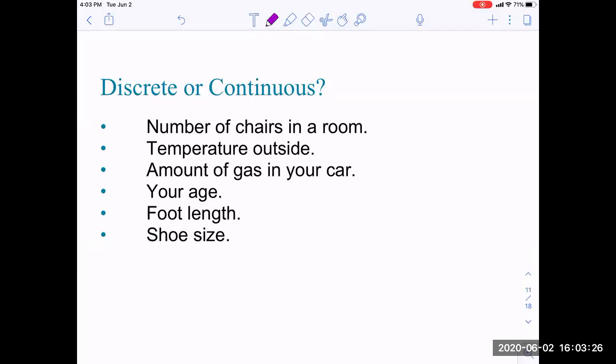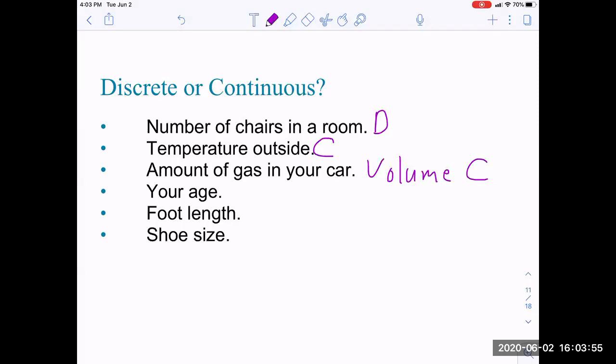So, which of these are discrete or continuous? Okay, I can count chairs. That's discrete. The temperature, well, temperature can range just like distance. There's no gaps in temperature, so that's continuous. The amount of gas in your car, that's a volume. That's continuous, no gaps in volume.